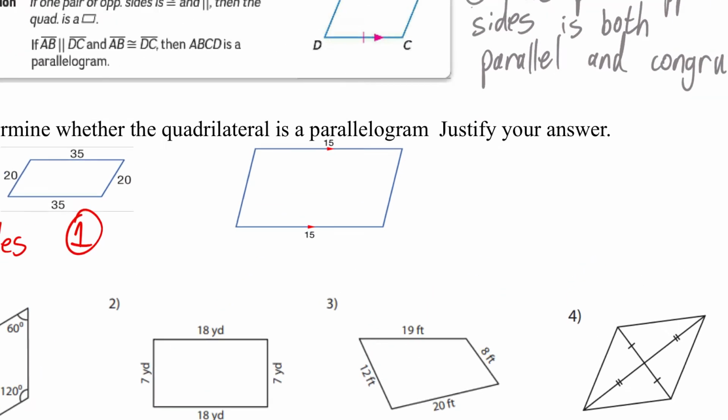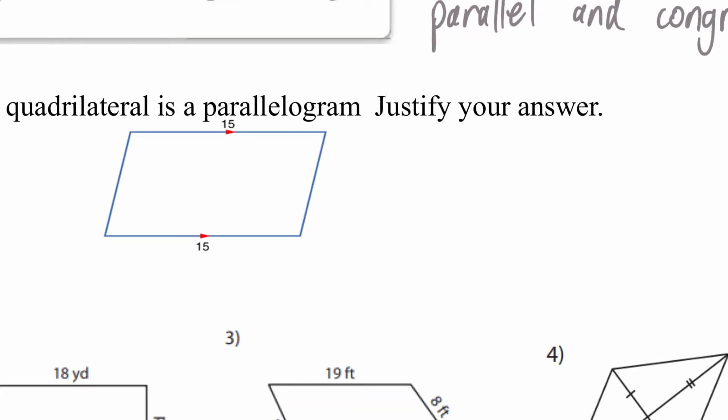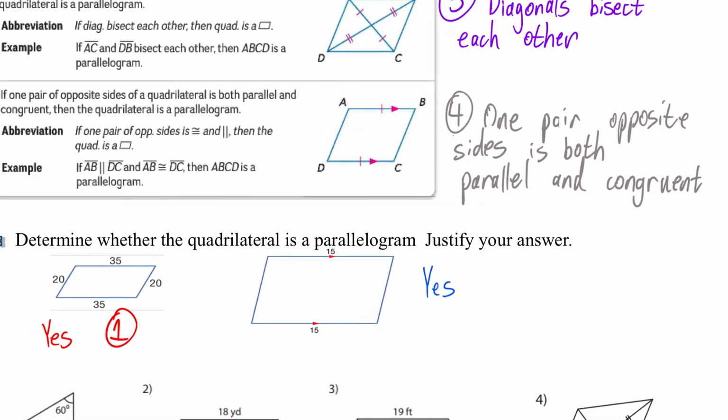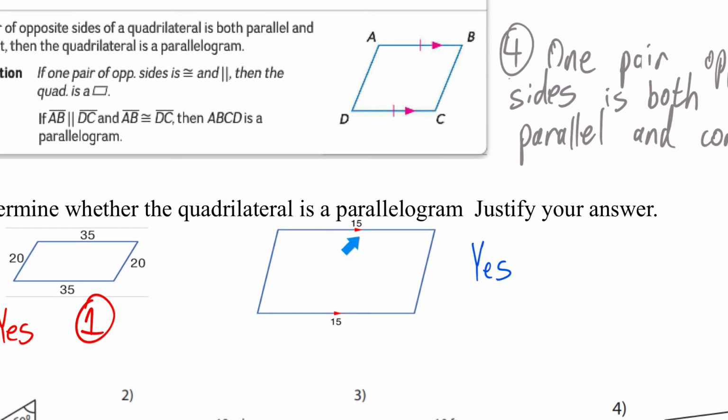Okay. This second one, is this one a parallelogram? Yep, I agree, because of the 4th condition. Remember, whenever you see this extra set of arrowheads, they're indicating that those two sides are parallel. So notice how this opposite pair of sides is parallel and they're congruent because they're both 15. So this one is yes, based off of condition 4.